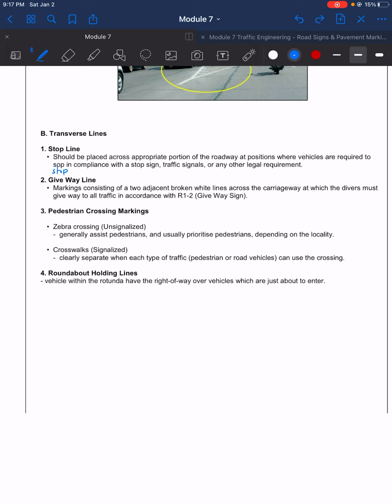Roundabout holding lines. Vehicles within the rotunda have the right of way over vehicles which are just about to enter. Yes, that's right. The right of way belongs to the vehicles already inside the rotunda, and those who are just entering must give way.